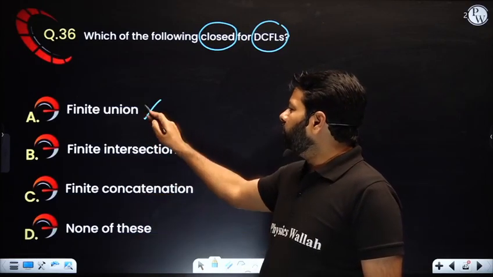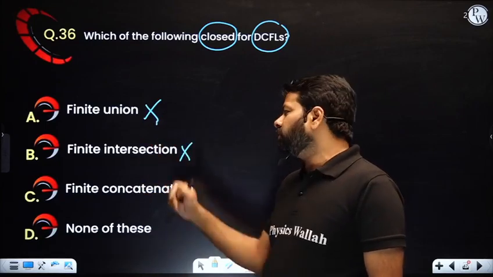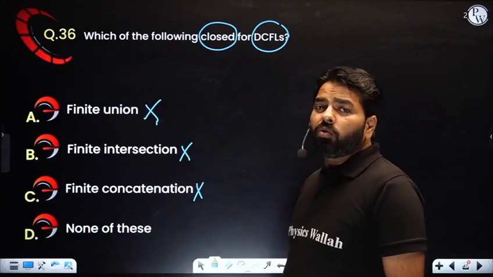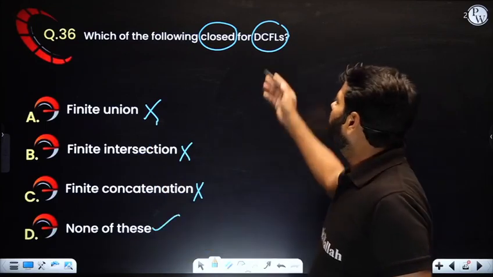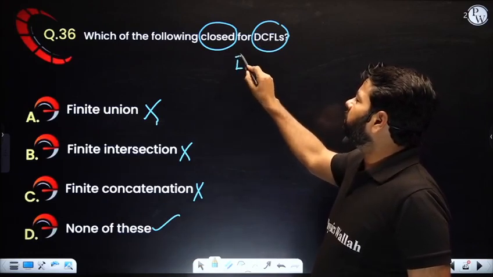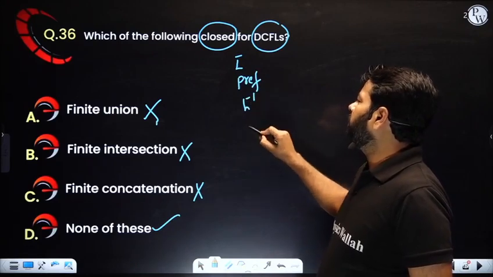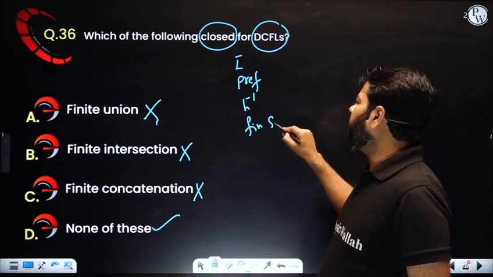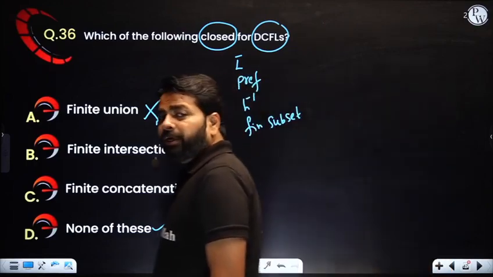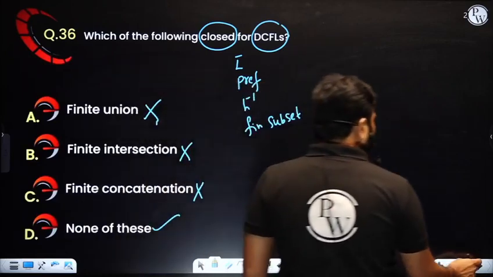Nothing. Union is not closed, so finite union is not closed. Intersection is not closed, so finite intersection is not closed. Concatenation is not closed, so finite concatenation is not closed. What is closed then? What is closed for DCFLs? Complement, prefix, H inverse and finite subset. These four operations are closed for DCFLs, very easy to remember.